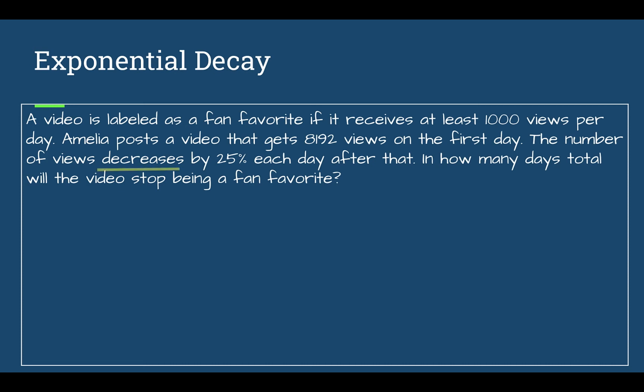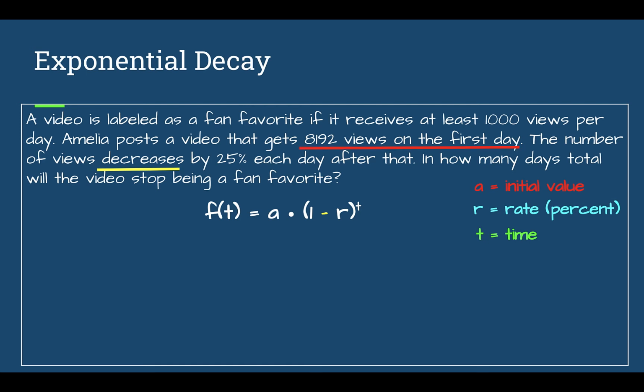So here it says that it's decreasing, which is an indication that we need our decay formula, where it has the subtraction. Again, a is our initial value, r is our rate, t is our time. It tells us that initially on the first day she had 8,192. So there's our a value. Our rate was 25%, but it's asking how many days. So we don't know the amount of time.